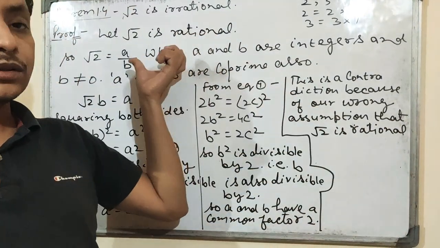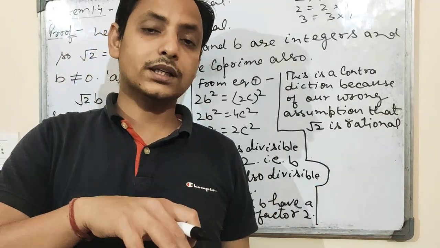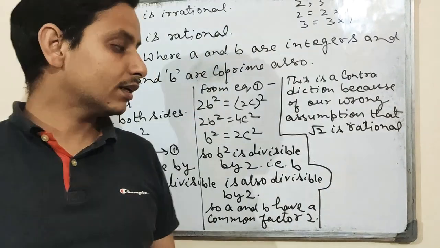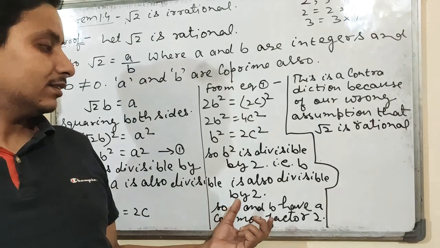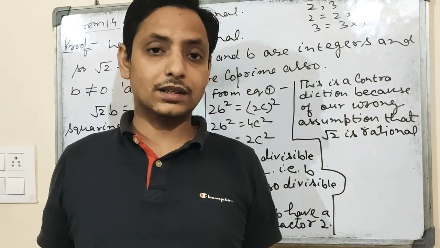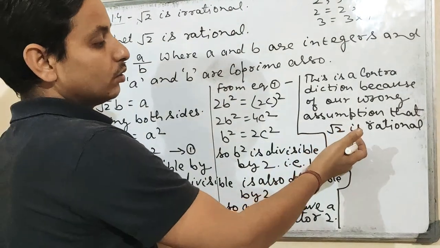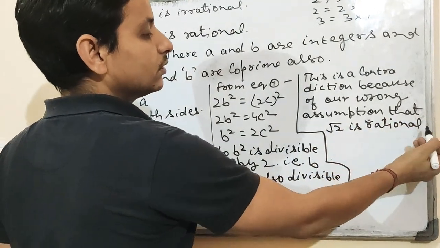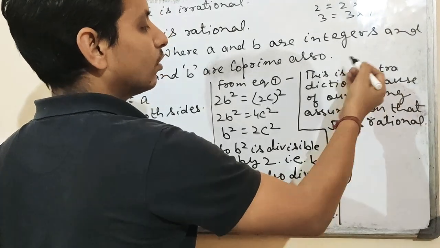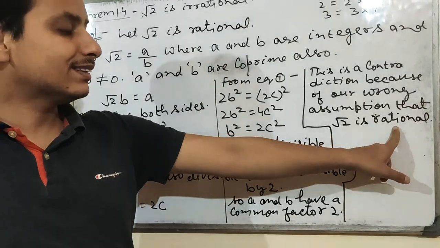We have also taken that a and b are co-prime, but here we are seeing that a and b have a common factor 2. So this is a contradiction. We had assumed that under root 2 is rational. This is wrong. This is a contradiction because of our wrong assumption that under root 2 is rational.